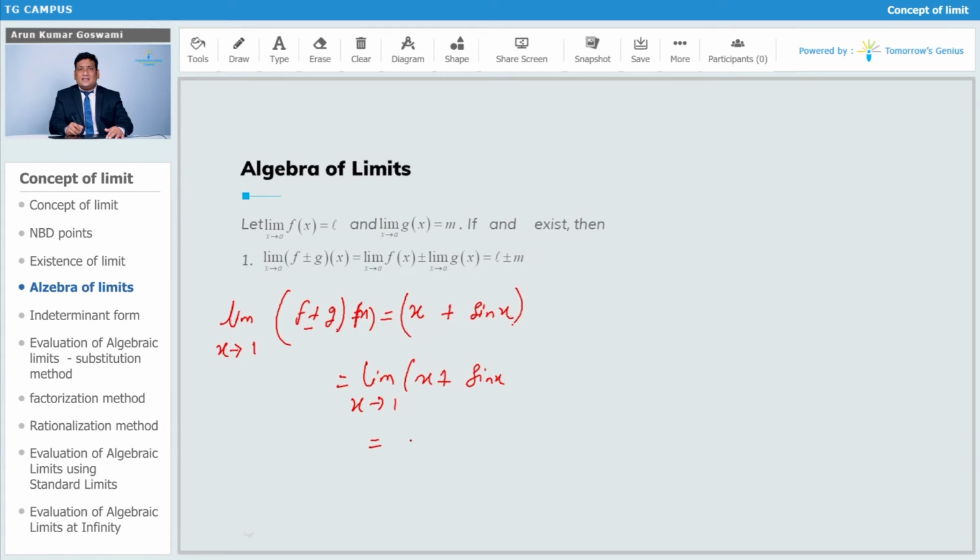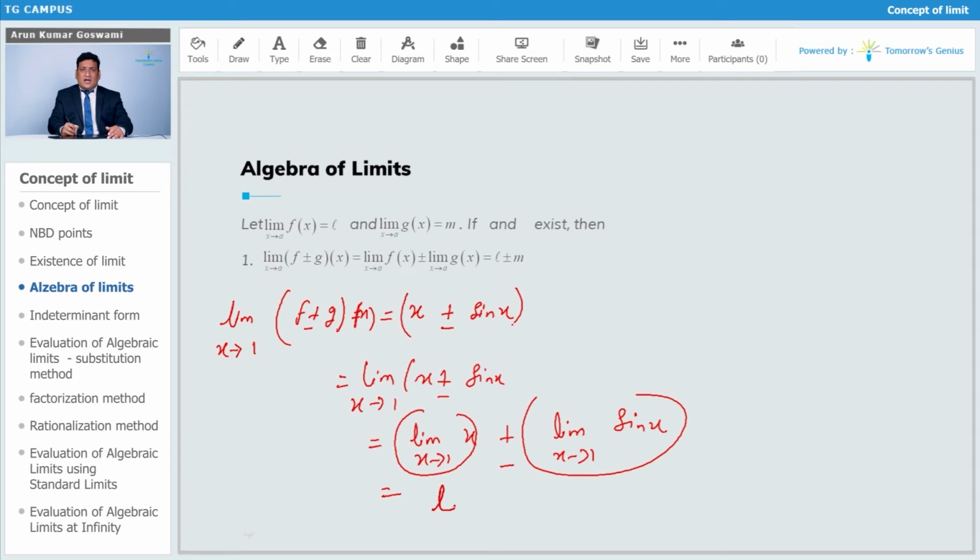We can apply these limits separately: limit x tends to 1 of x plus limit x tends to 1 of sine x. If I have taken plus minus, I can take plus minus here also. Whatever answer comes, if I get L here, I'll call that L, and here m, so the final answer is L plus minus m. I separately apply the limit to the individual functions, where f is x and g is sine x.